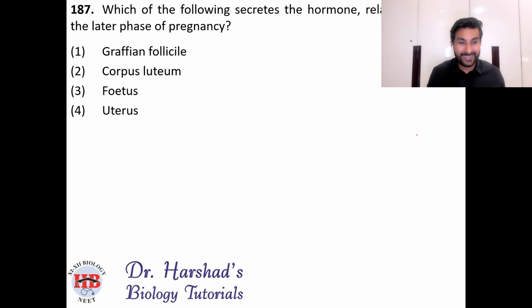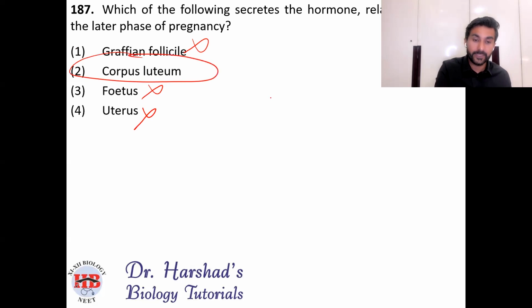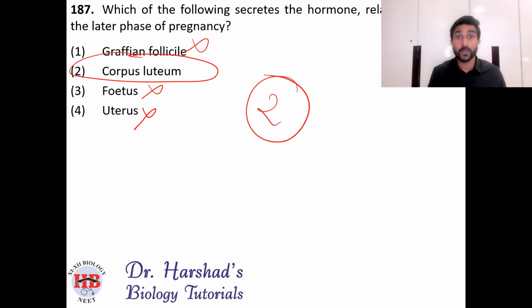Which of the following secretes hormone relaxin? If you see the NCERT, it says in the latter phase of pregnancy, relaxin is produced by the ovary. So it rules out this option and this option. Of course, Graafian follicle is not formed during pregnancy. So it leaves us with the answer of option number 2.